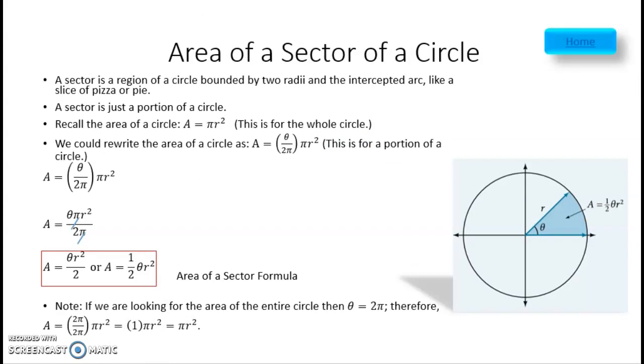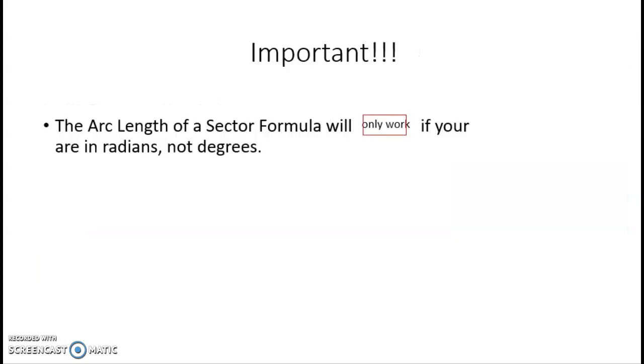Okay, now the area of a sector of a circle. What you need to know here is this formula right here. It could be theta r squared over 2, or it could be 1/2 theta r squared, where r is your radius and theta is your central angle. Now again, theta has got to be in radians and not degrees in order for this to work.